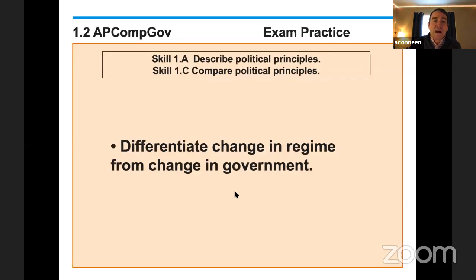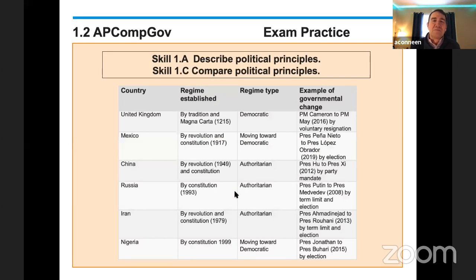We also have a warm-up question for you, an exam practice, and that is to differentiate change in regime from change in government. Today, we are looking at the difference between regime and government. So consider that you should know those 2 terms for sure in AP Comparative Government. In a moment, we're going to go through examples of regime and government. That was the question yesterday's practice, to differentiate change in regime from change in government. And we will, I'm going to give you a sneak preview of our chart here.